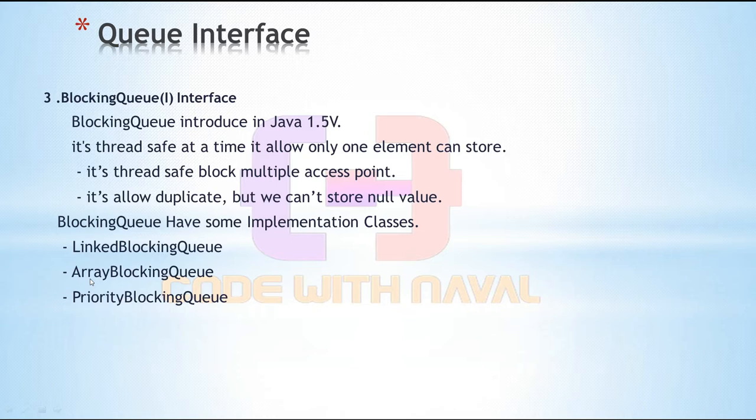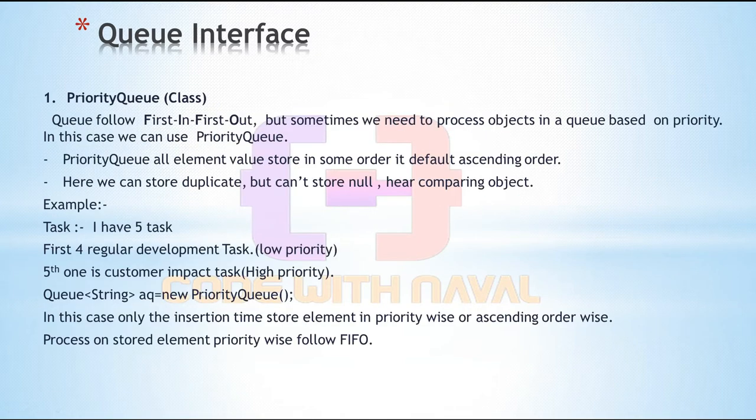Blocking queue has some implementation classes. You can see these implementation classes: LinkedBlockingQueue, then ArrayBlockingQueue, then PriorityBlockingQueue. Other implementations are also available in the queue, but we will discuss only these three, because the queue is a huge topic and we can't cover it in a few videos. So we will discuss only the important things.